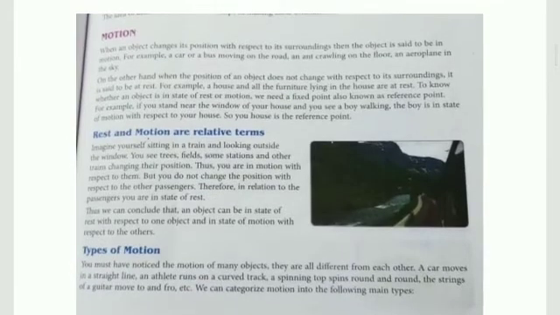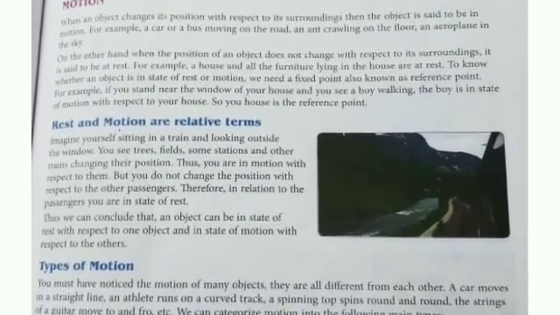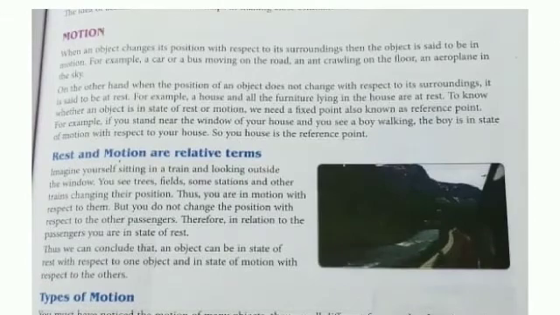First of all, what is motion? When an object changes its position with respect to its surrounding, then the object is said to be in motion. For example, a car or a bus moving on the road, an ant crawling on the floor, an aeroplane in the sky. We call them, they are in motion.